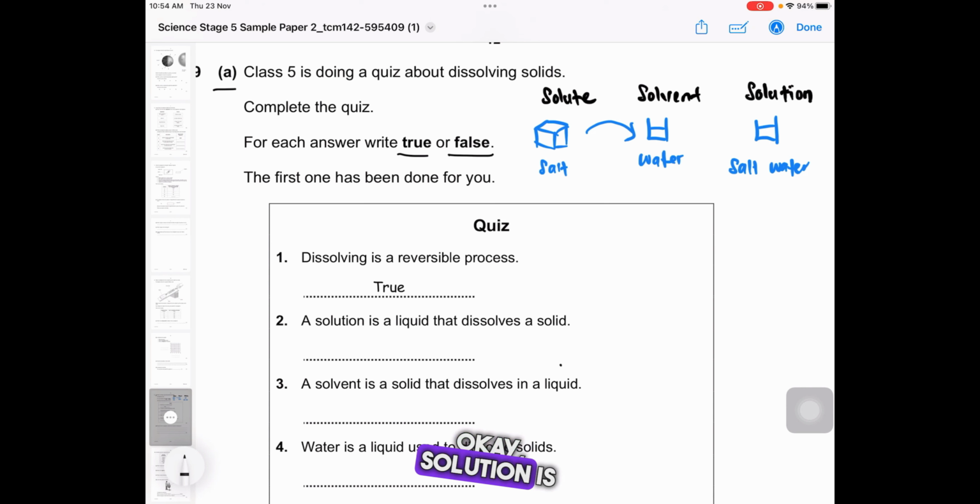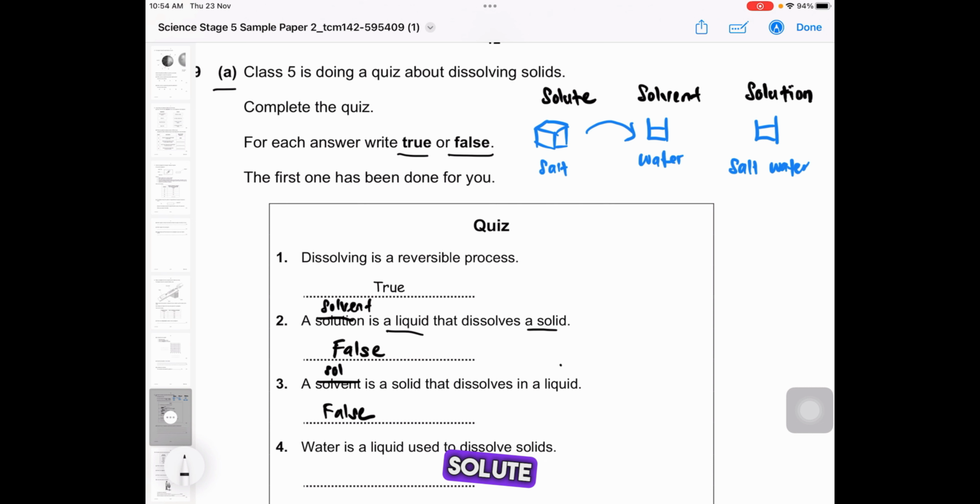Okay, a solution is a liquid that dissolves in a solid. It is a false. Solution is not a liquid that dissolves in a solid. Solvent is a liquid that dissolves in a solid. A solvent is a solid that dissolves in a liquid. False.